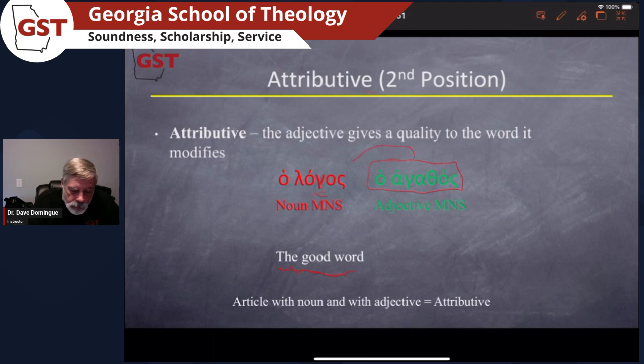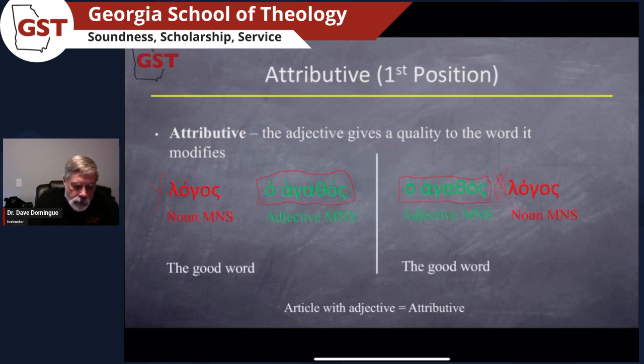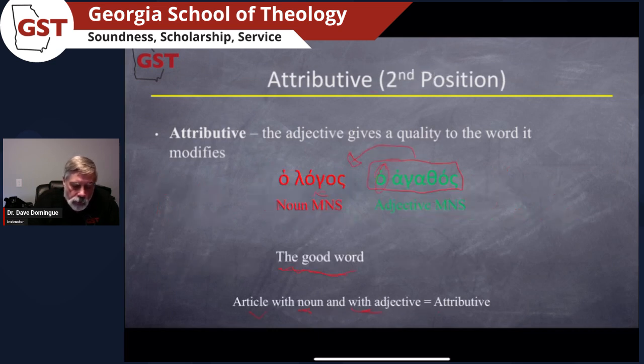The adjective is still modifying or qualifying the word. So when you have the article with the noun and with the adjective, it's still functioning attributively. And second position, the way I kind of remember that: first position, there's only one article, so you notice the order itself doesn't matter. Second position, there are two articles. That kind of helps me. I don't know if that's really technically accurate, but it helps me. So the order here does matter.